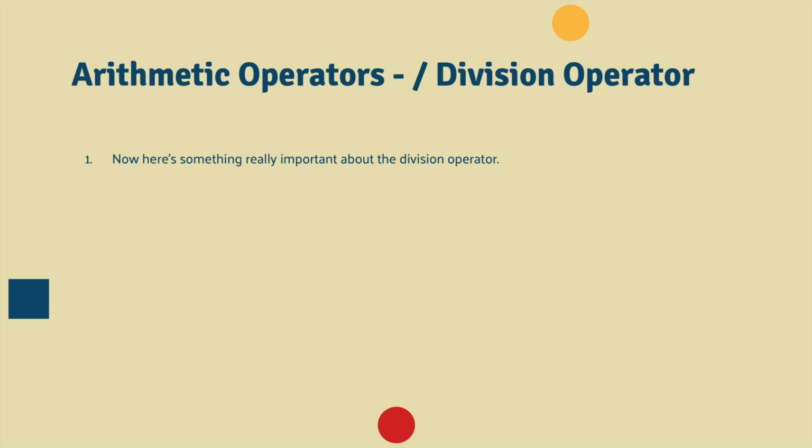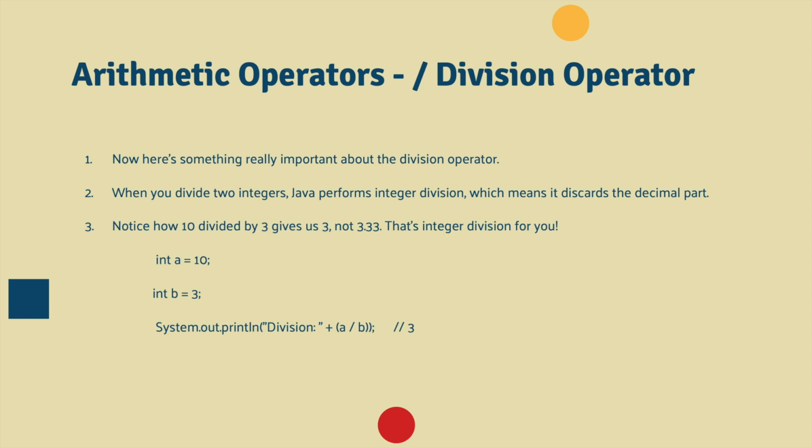Now here's something really important about the division operator. When you divide two integers, Java performs integer division, which means it discards the decimal part. Notice how 10 divided by 3 gives us 3, not 3.33. That's integer division for you.